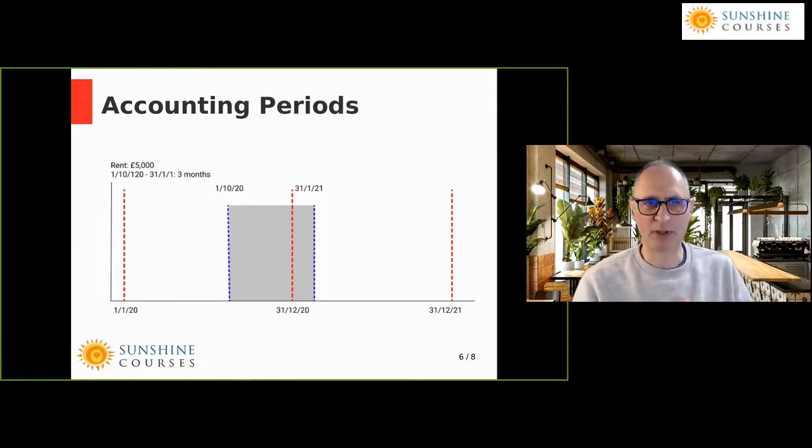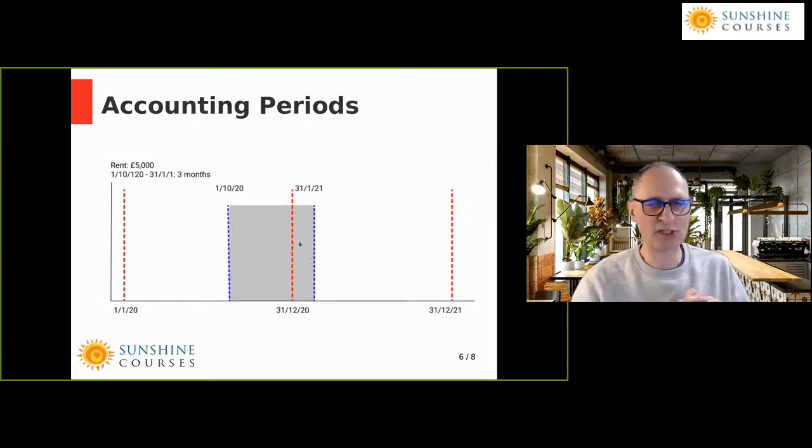Now, in this particular example, we've paid rent of £5,000 over a 3-month period. This is over the period from the 1st of October 2020 to the 31st of January 2021. It's a 3-month period, and we paid the money on the 1st of October. So you can see the dotted line here is the 1st of October, and the end dotted line is the 31st of January 2021. So the payment happens to be on this date, on the 1st of October, but the accounting period that related to is a 3-month period.